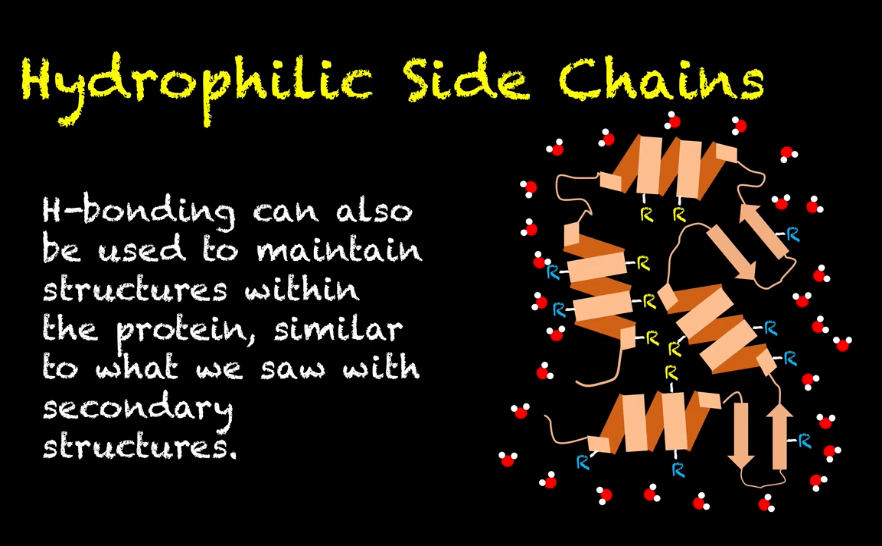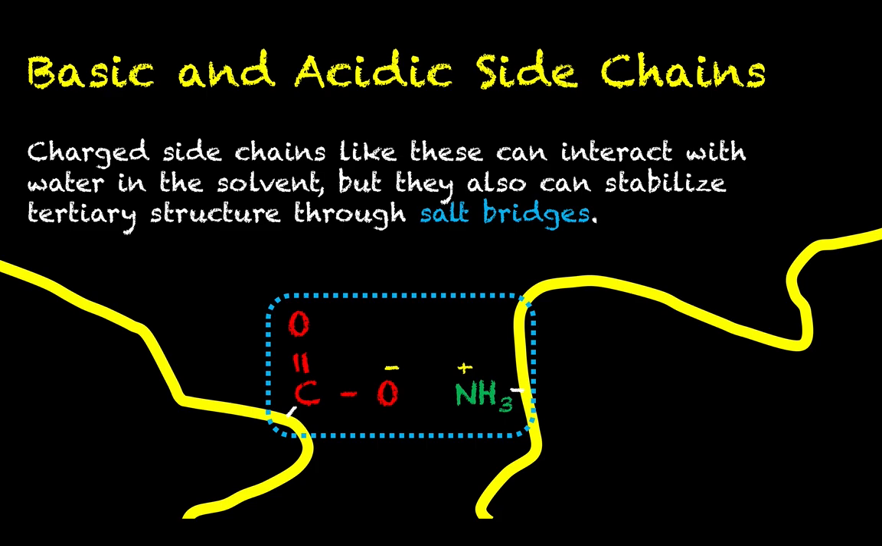And then hydrogen bonding can also be used to help to maintain structures within the protein. So as far as tertiary structure goes, it's not necessarily just these hydrophilic side chains pointed out towards the water. These side chains can also hydrogen bond with one another to help to hold structures together, very similar to what we saw with the secondary structures. As far as the basic and acidic side chains go, I mentioned in the previous video, these fully electrically charged side chains can interact with water, but what they're probably going to prefer to do is form ionic bonds with one another.